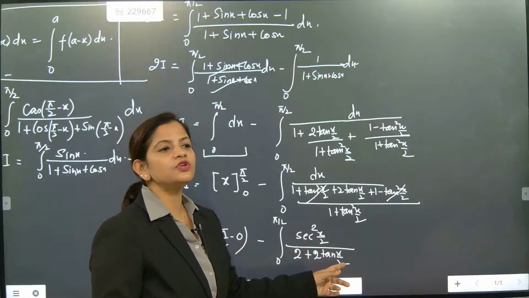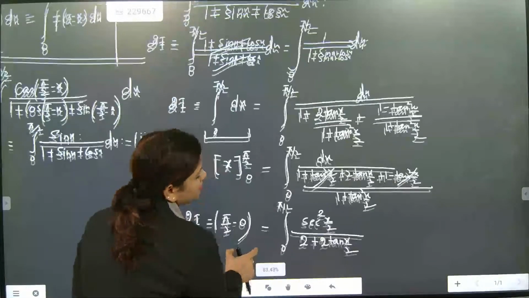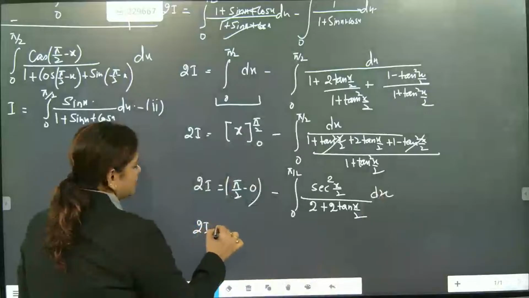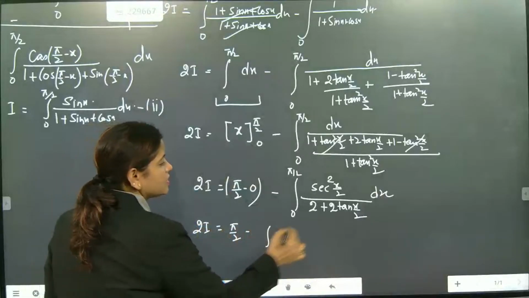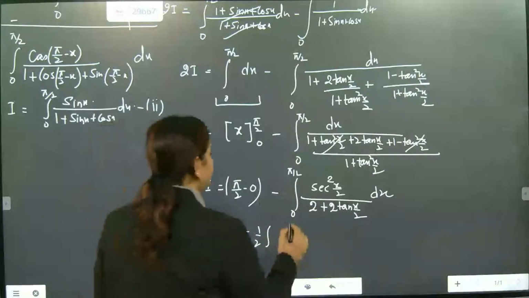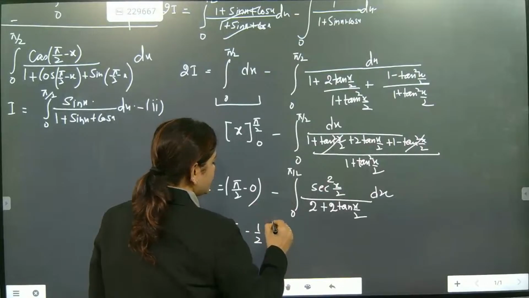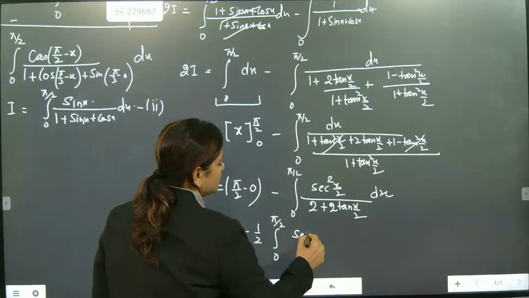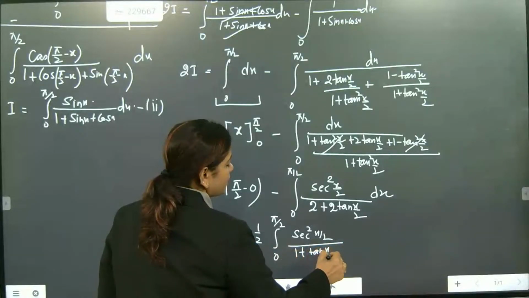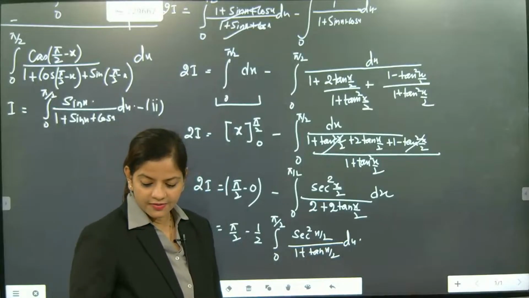Now, tan x by 2 is equal to t. Look at it, till here it is coming. Now look here, 2I is equal to 5 by 2 minus, we can take 1 by 2 common. Once we take 1 by 2, it is coming as the integral from 0 to pi by 2 of secant square x by 2 over 1 plus tan x by 2 dx. Can you take 1 plus tan x by 2 as t?